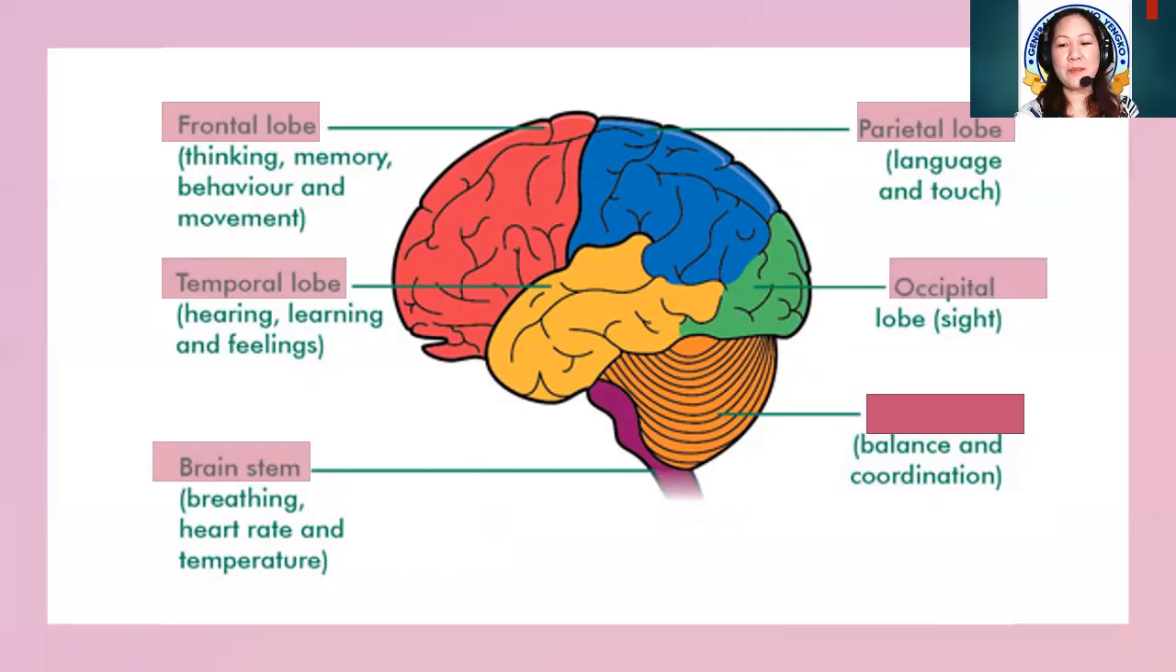It's the occipital lobe. And the last part that I'm going to ask you, it is responsible for the balance and coordination. So which part of the brain is this? Okay. So let's check your answer. It's the cerebellum. Okay. So thank you so much for your participation. So moving on.